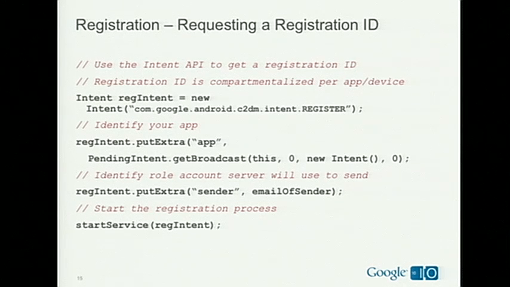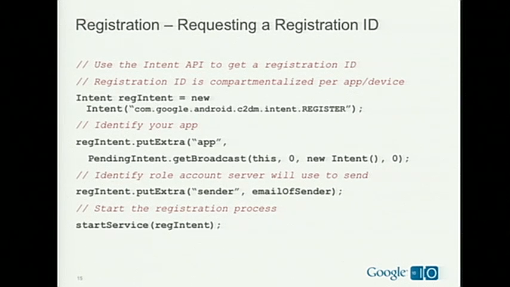Let's take a look at some code. To register, your application makes use of a very simple intent-based API. You create an intent and populate it with a little bit of data. You populate it with information about your application, and you also provide it a role account that your application server is going to use when it sends messages. This role account has nothing to do with any of the accounts on the Android device. Again, this is a role account that your application server is going to use when it sends messages.